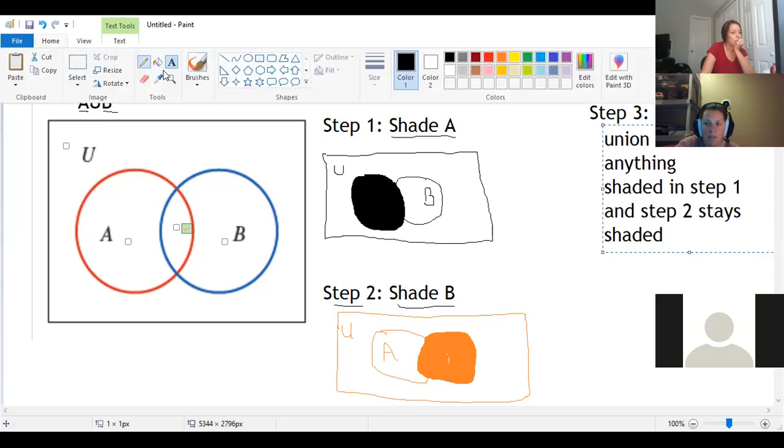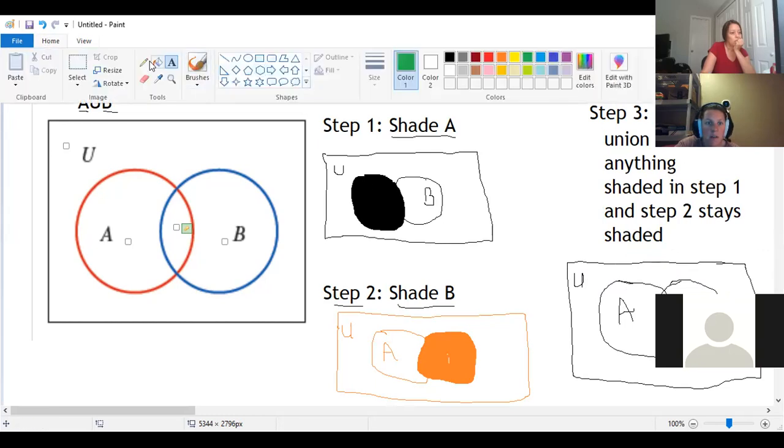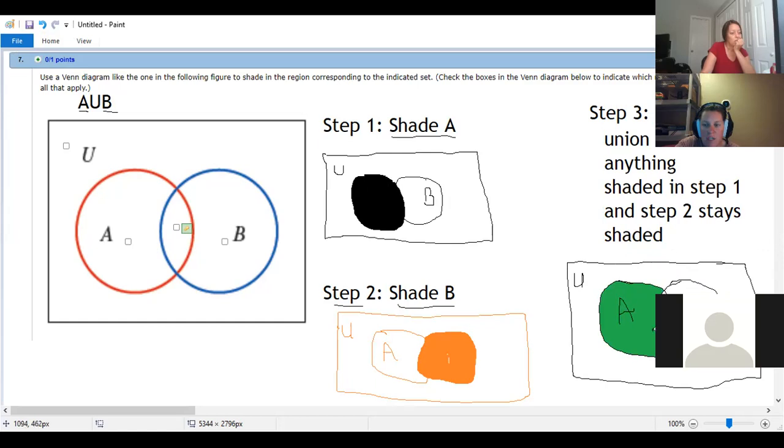So if we draw our Venn diagram for the union problem, here's A, here's B, here's our universe. And because we're doing union, anything that was shaded in step 1 is going to stay shaded. Anything shaded in step 2 is going to stay shaded, and this overlap got shaded twice, and that's fine. But because it's union, anything shaded in step 1 or step 2 remains shaded.